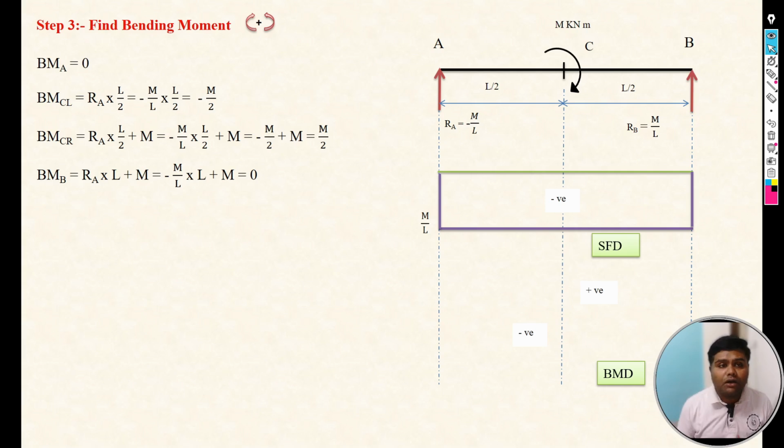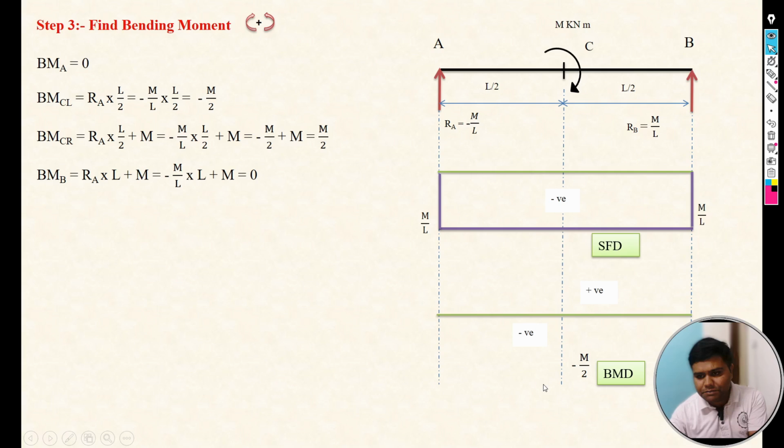Similarly, we need to draw the bending moment diagram. For the bending moment diagram we have already calculated the values. At A it is 0, so this is our baseline. First, at A it is 0, so it starts from the 0 point, and at C left it is minus m by L, so it goes down, minus. It is minus m by L, so it is in the downward direction.